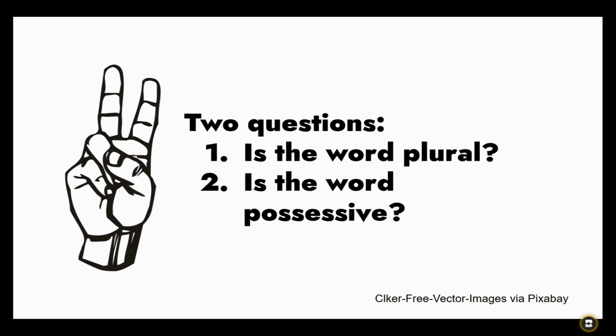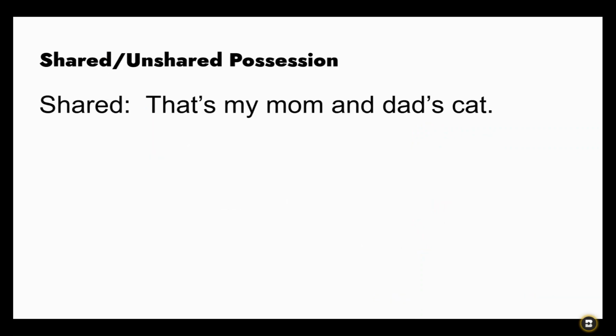For example, there's another exercise that you can practice in IXL if you'd like, which has to do with shared and unshared possession. In shared possession, you've got 2 or more people who are working as a unit to possess something. So that's my mom and dad's cat. Mom and dad own that cat together. They're a unit. We just need one apostrophe on the outside there.